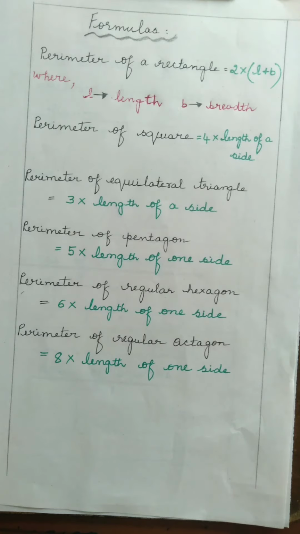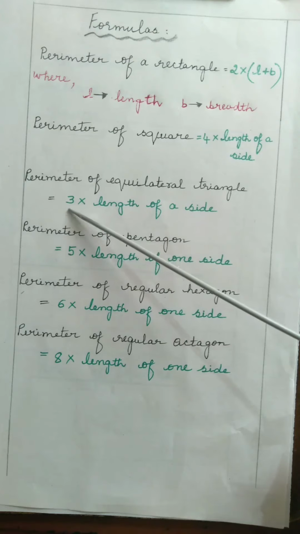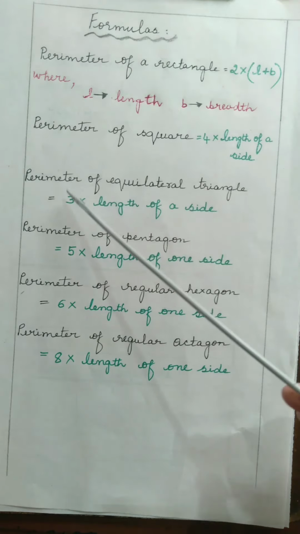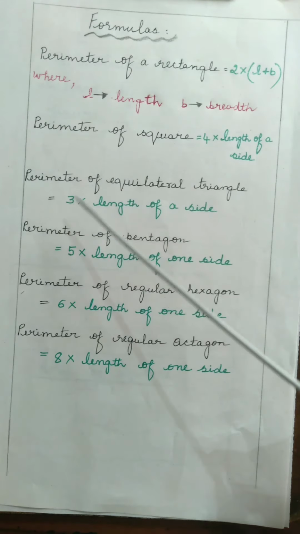Now we are learning that the perimeter of an equilateral triangle is equal to 3 into length of a side. When one side measurement of an equilateral triangle is known, the other 2 sides will be equal. A triangle is also a closed figure bounded by 3 sides. Therefore, the perimeter of an equilateral triangle is equal to 3 into length of a side.